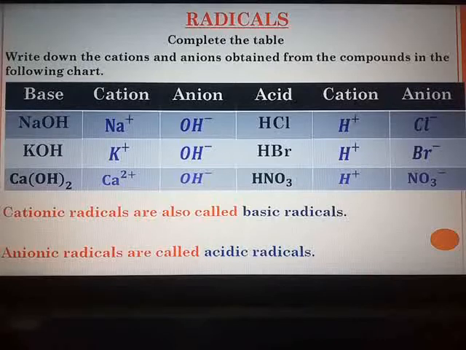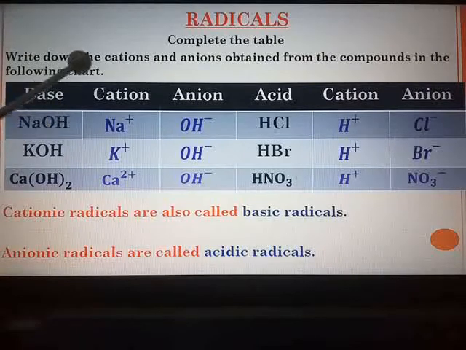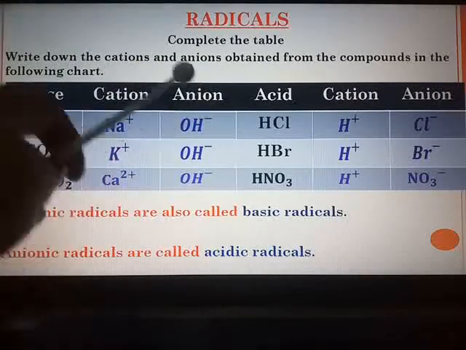Now we have seen the formation of sodium chloride just now. So compounds with ionic bonds have two constituents. The two constituents are cation and anion. You can see this ionic compound. So two constituents are there, cation and anion.